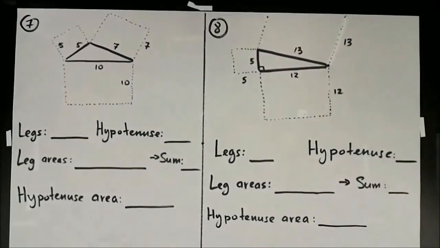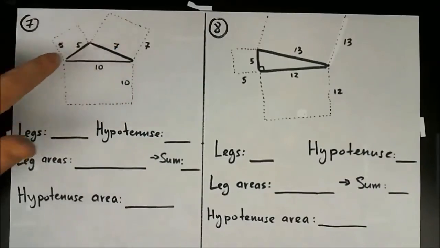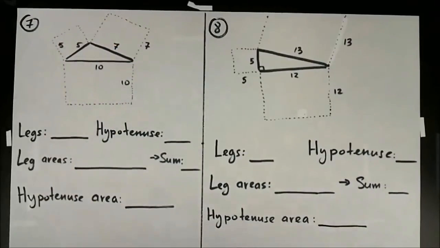Let's do the last two problems, number 7 and 8. For number 7, you're given a triangle and you're given some squares that could result from each side. So from this side you can get that square, from that side you can get that square, and from the large side you can get that large square. And first of all, they're asking you several things. What are the two legs of this triangle?